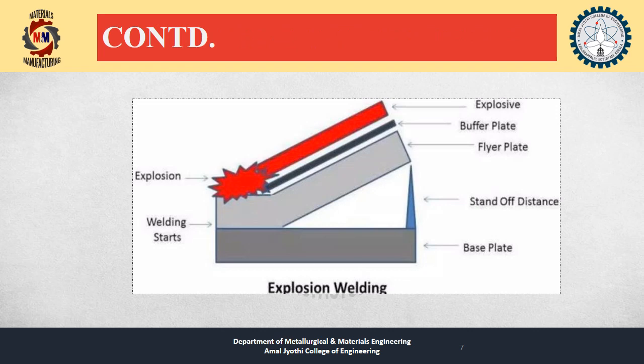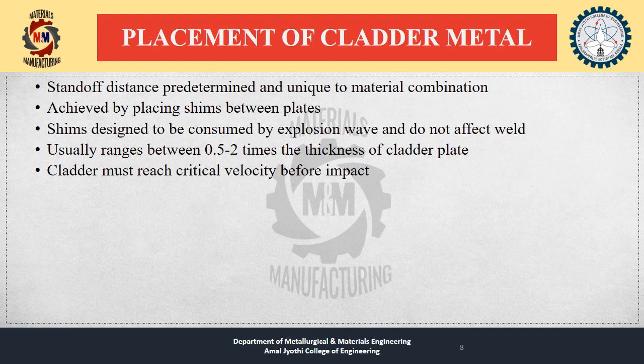So in this figure we can see the base plate at the bottom, and we can also see the flyer plate, and the distance between the base plate and the flyer plate is called the standoff distance. And on the top of the flyer plate there is the buffer plate, and the explosives are also placed on the top of the buffer plate, that is the cladder plate. So here the cladder plate is kept inclined, and when the welding starts, the explosion takes place at the bottom of the cladder plate, which can be seen in the figure.